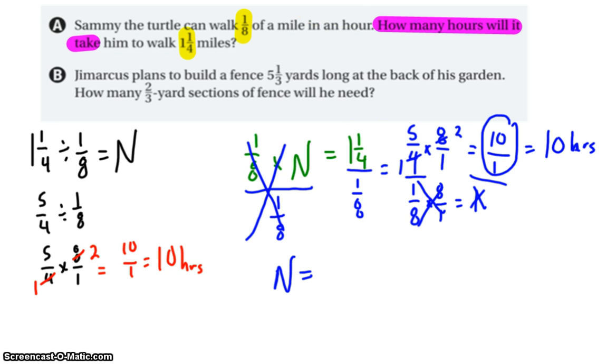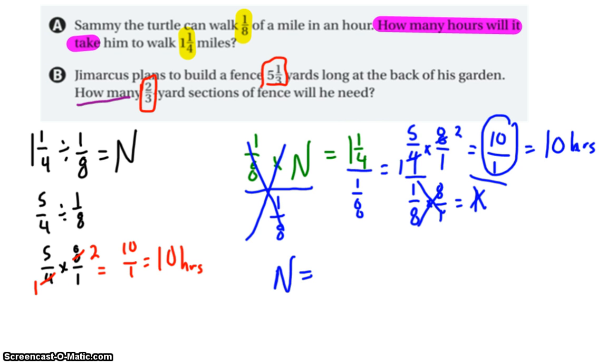All right, so let's take a look at B. B says Jamarcus plans to build a fence that is 5 1/3 yards long. So we're going to need 5 1/3 at the back of his garden. How many 2/3 sections does he need? So 2/3 is the other number we'll need. And then it says how many sections will he need? So how many 2/3 will fit into 5 1/3?